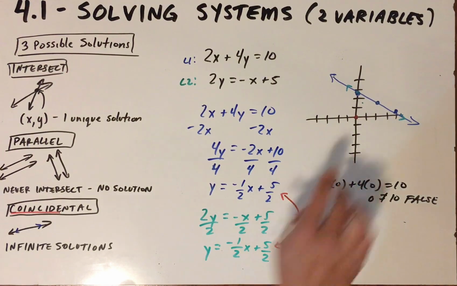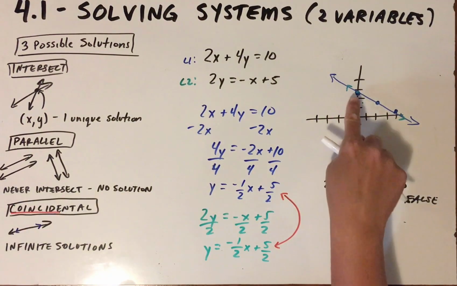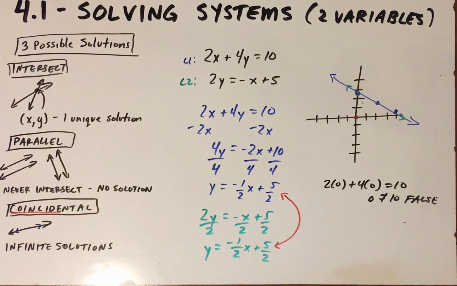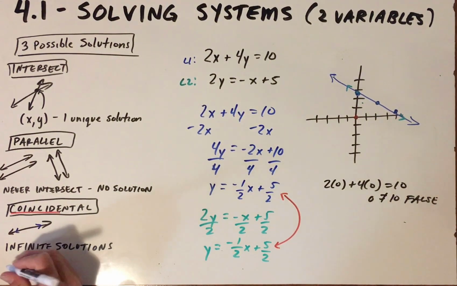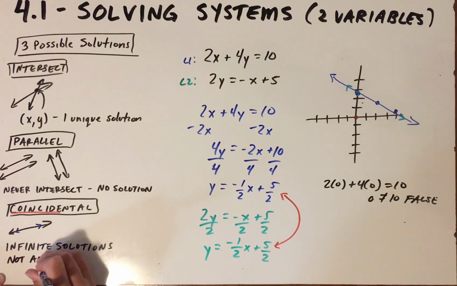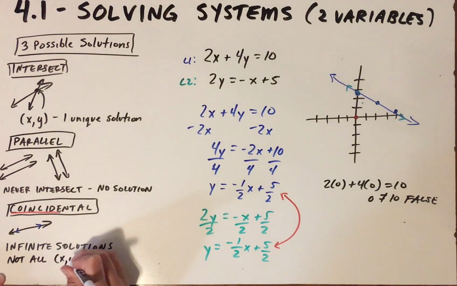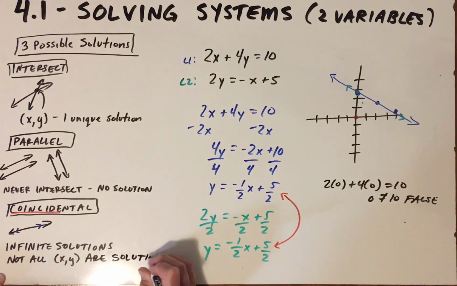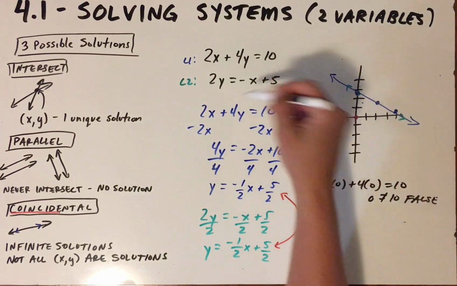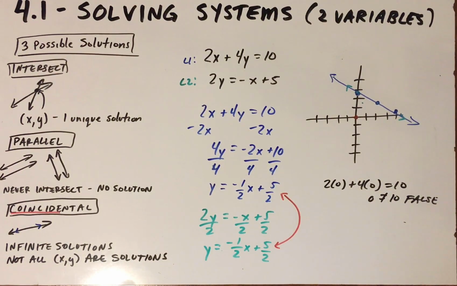It just means that because this line goes on forever, and the blue line goes on forever, and the green line goes on forever, and they share every point on the line, there are infinite solutions, but not everything is a solution. So not all points or all ordered pairs are solutions. That's not what infinite solutions means. It just means that there are an infinite number of ordered pairs that we could come up with that would satisfy both of these equations. Okay, so this is graphically what all of these look like.